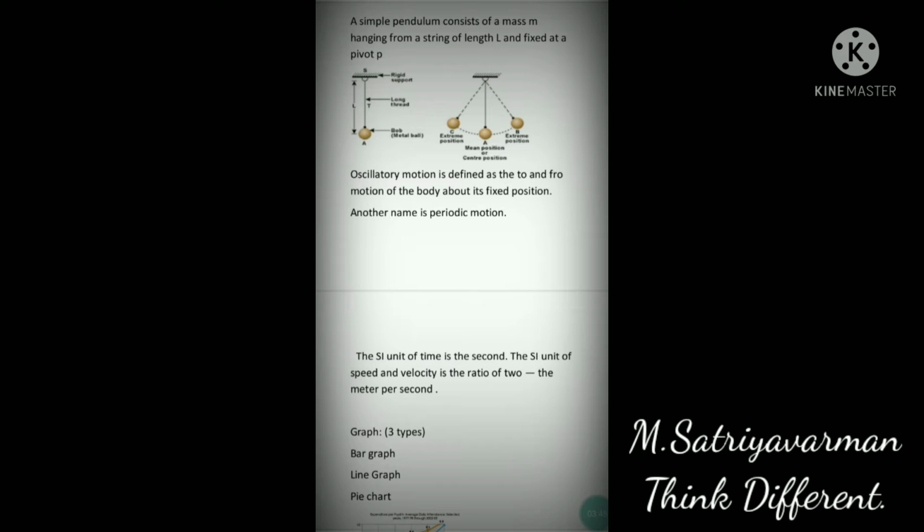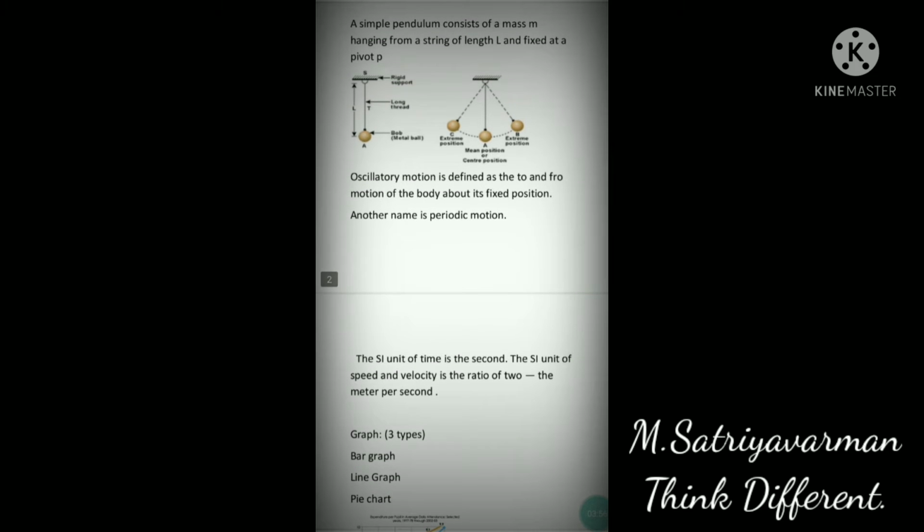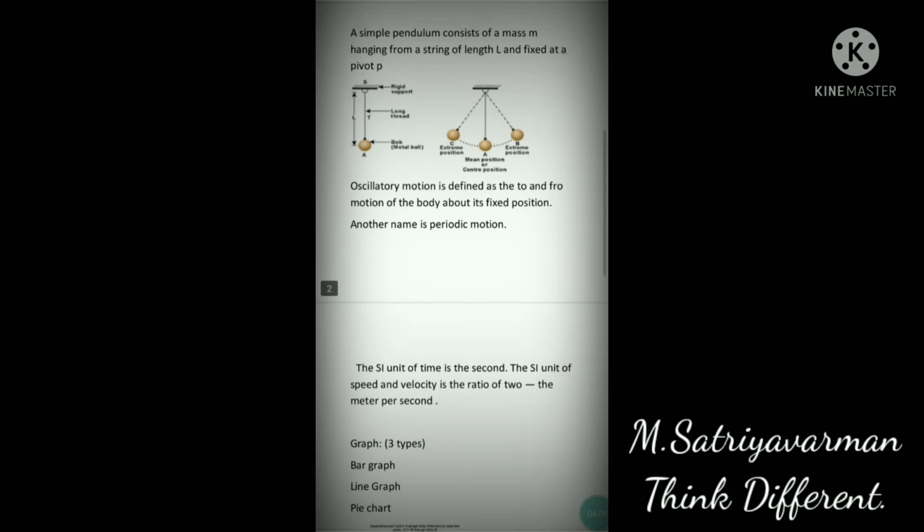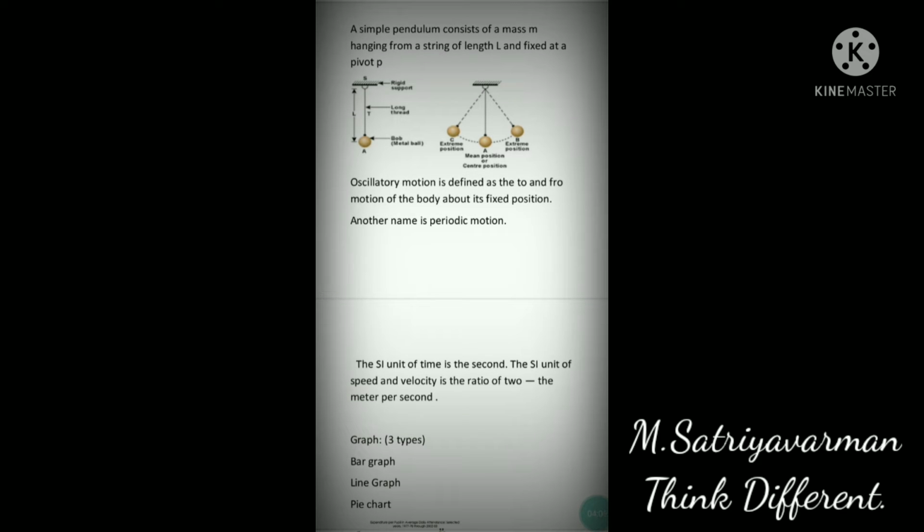A pendulum clock has a string, and a metallic ball is tied to the end of the string. That is called a pendulum. But a simple pendulum is nothing but a string. The string will be given, and at the end of the string a metallic ball or a stone will be tied. That is called a simple pendulum. This is a short definition for the simple pendulum.